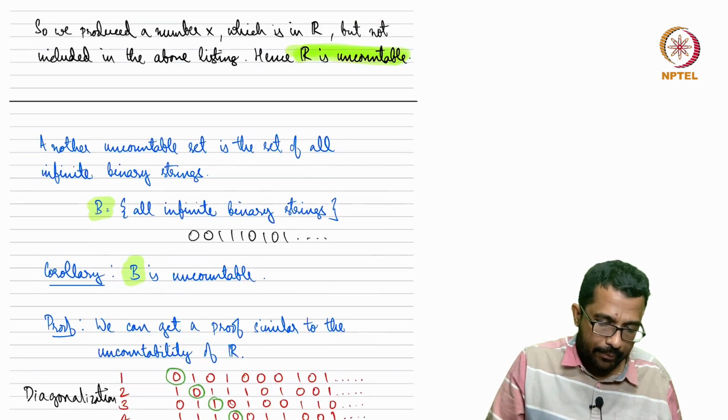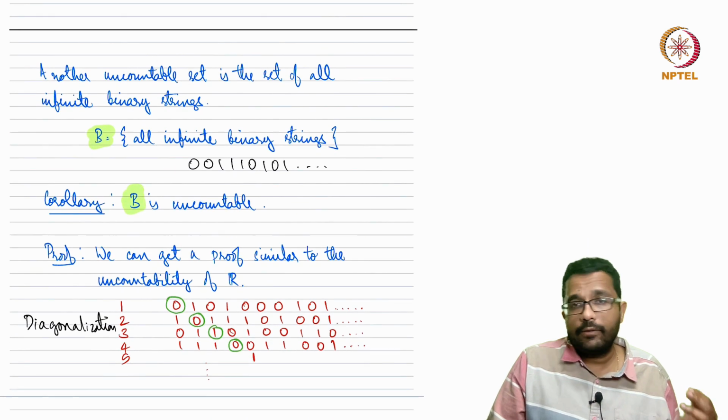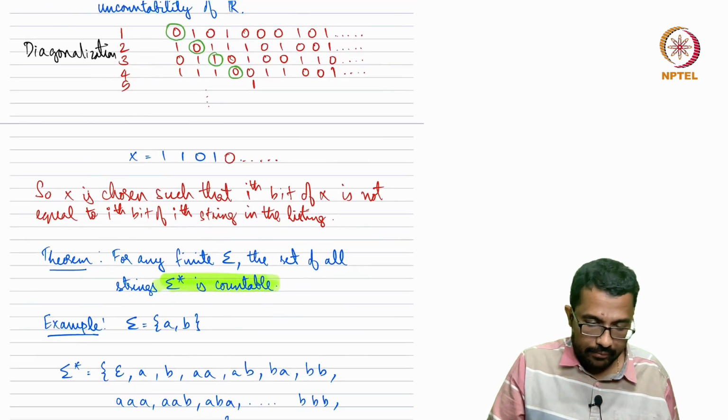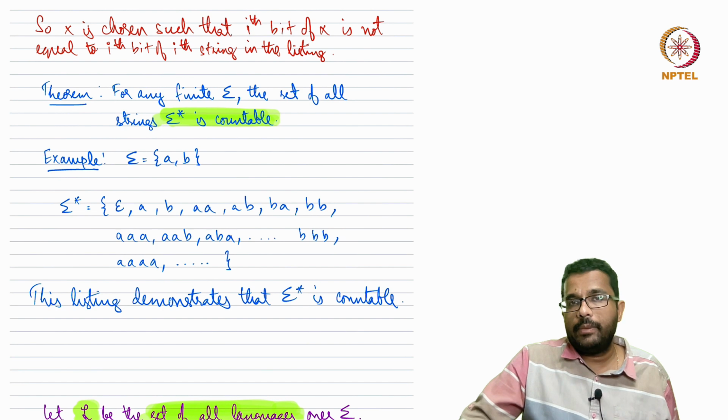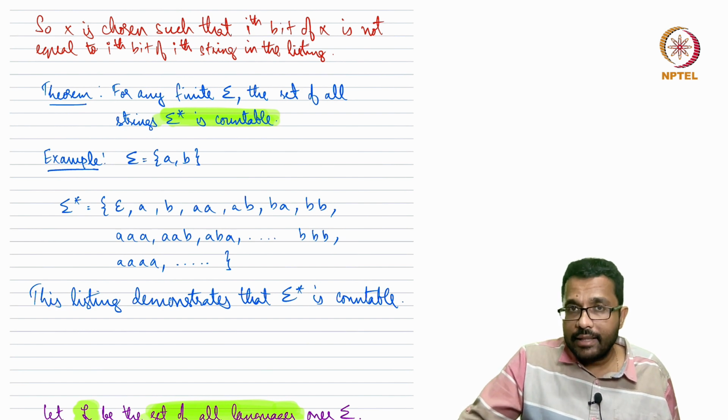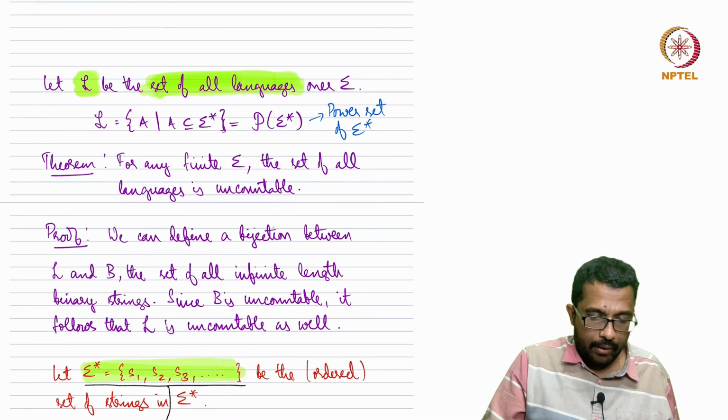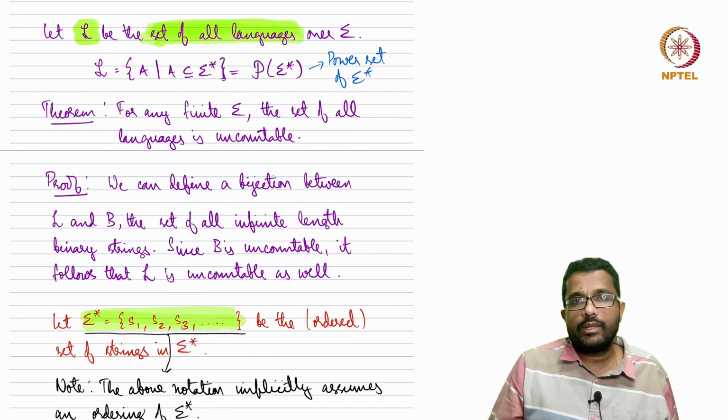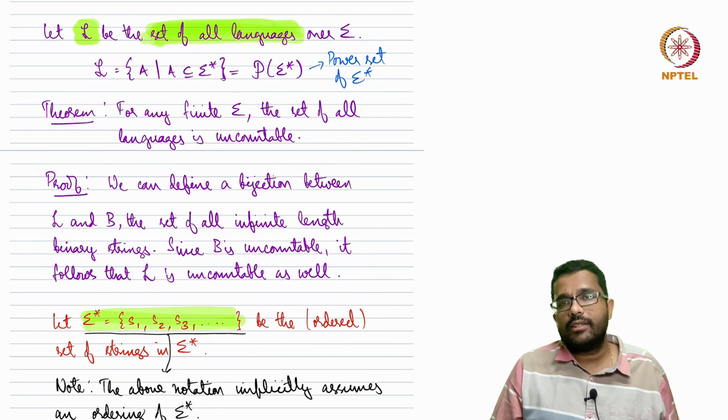So just to recap, we showed that the set of all infinite binary strings is uncountable. For a finite alphabet, the set of all strings is countable, but the power set of all strings, which is the set of all languages, is not countable.